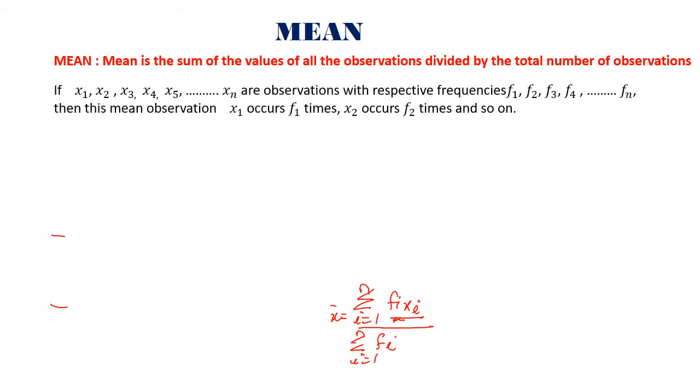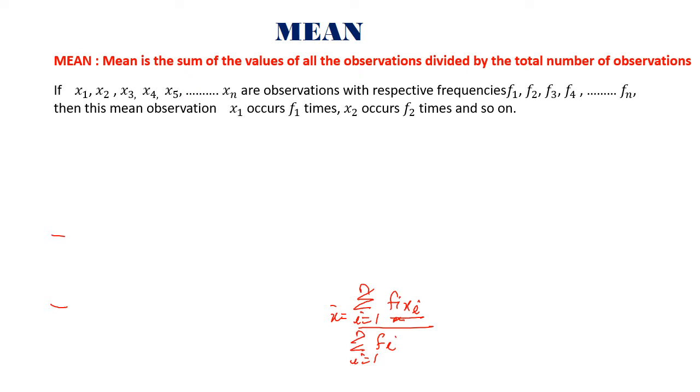So here if we say x1, x2, x3, what are these 1, 2, 3? They are subscripts which decide the position, that is the first observation, second observation, third observation, and so on up to n observations, and the frequencies. So f1 corresponds to x1, f2 corresponds to x2, f3 corresponds to x3 and so on. Frequency means how many times it is repeating. So x1 occurs f1 times, x2 occurs f2 times, x3 occurs f3 times and so on.